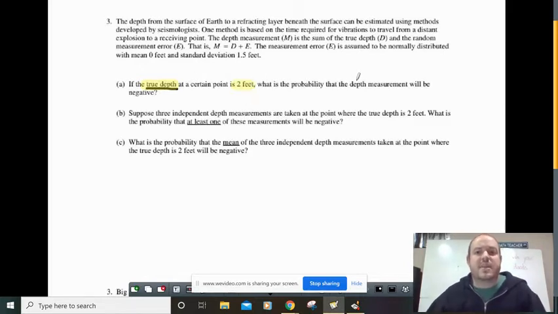And it says, what's the probability that the depth measurement? So remember, what's the depth measurement? Depth measurement is D plus E. So in other words, what did they just give us? They gave us the true depth, D is 2. All right. So remember, that is a regular M, not a mean symbol. They just told us that the true depth is 2 plus the measurement error. And in this case, the measurement error is what we know to be normally distributed with a mean of 0 and a standard deviation of 1.5.